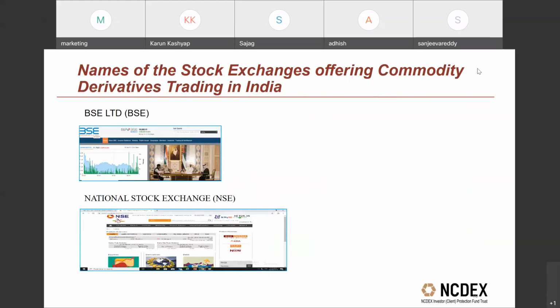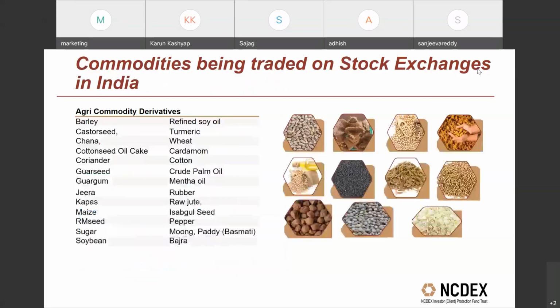Now SEBI has also approved equity exchanges to launch commodity derivatives as their product. So the two prominent equity exchanges, BSE and NSE, also launched their commodity derivative products. In total, these are the five exchanges where commodity trading happens.